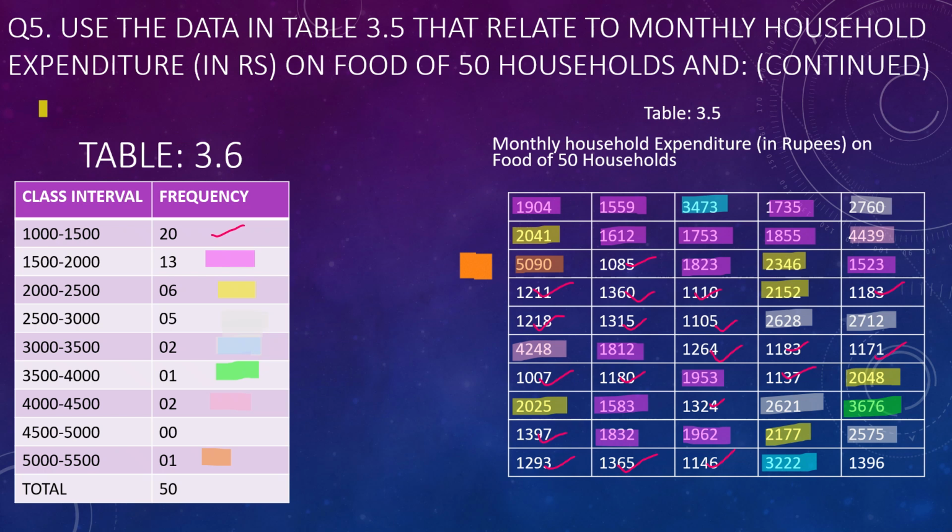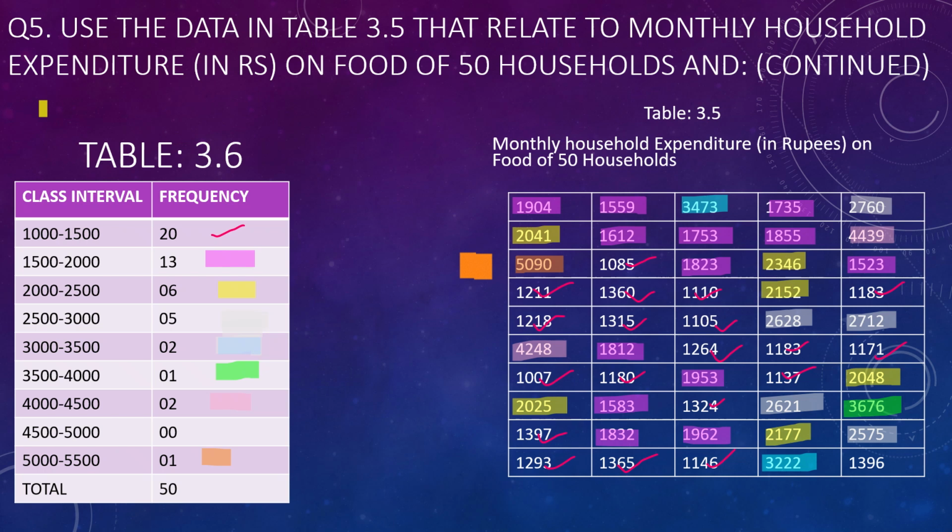Next one is 3500 to 4000, which is light green color, and here it is only one value, which is 3676. The next one is 4000 to 4500. Here also we find light pink color, which is 2. Only two values are there, 4439 and another value, 4248. The next one is 4500 to 5000. So we have no values here. The last one is 5000 to 5500, orange colored value, which is 5090, and it has only one value.